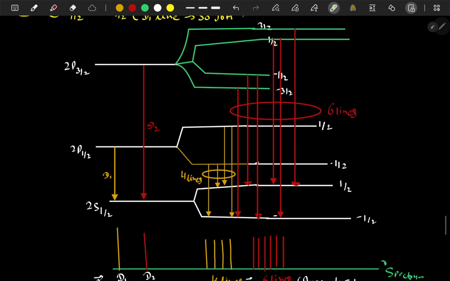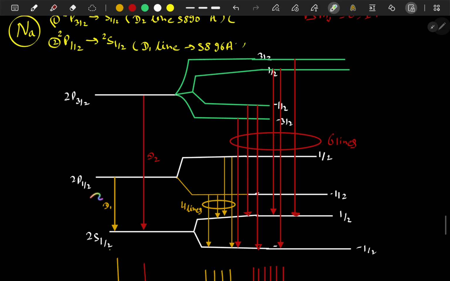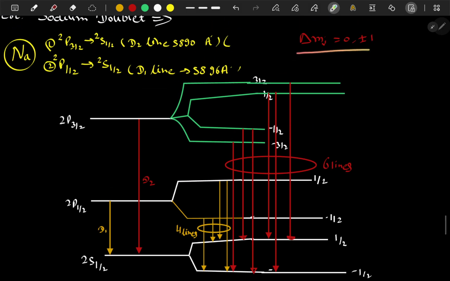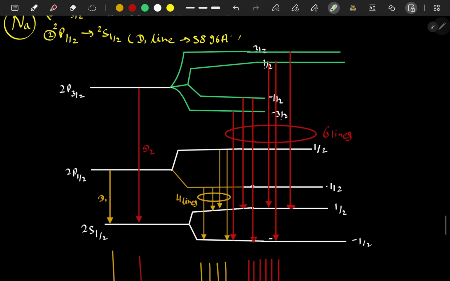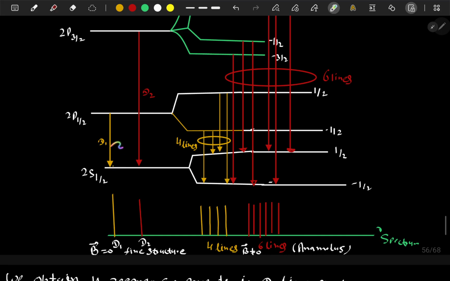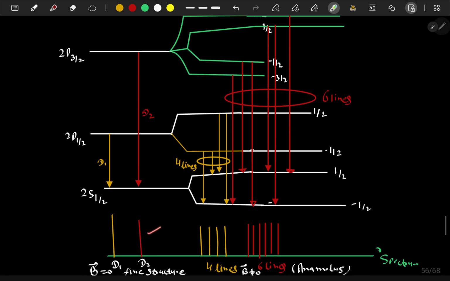Hope you understand this. So this is 2s 1/2, 2p 1/2, and 2p 3/2. Now check mJ, and the number of components will be 2J plus 1. So for 3/2 it will be 4: 3/2, 1/2, minus 1/2, minus 3/2. For 1/2 it will be 2: 1/2, minus 1/2. It will also be 2 for the S level: 1/2 and minus 1/2. This is the D1 line, 1/2 to S 1/2, lower energy. This is for higher energy. When an external magnetic field is not applied, the spectrum is given to us as the D1 and D2 lines.